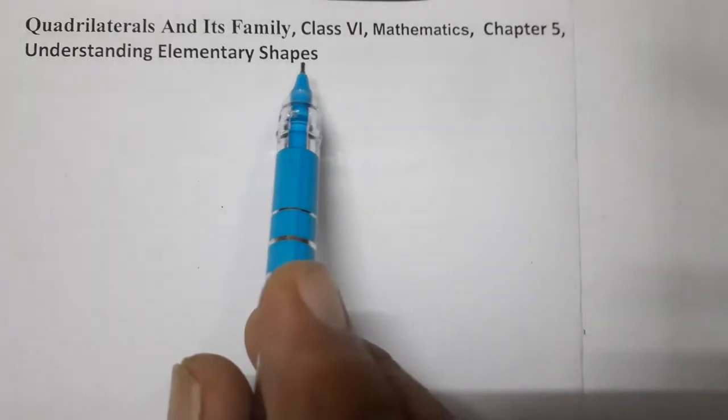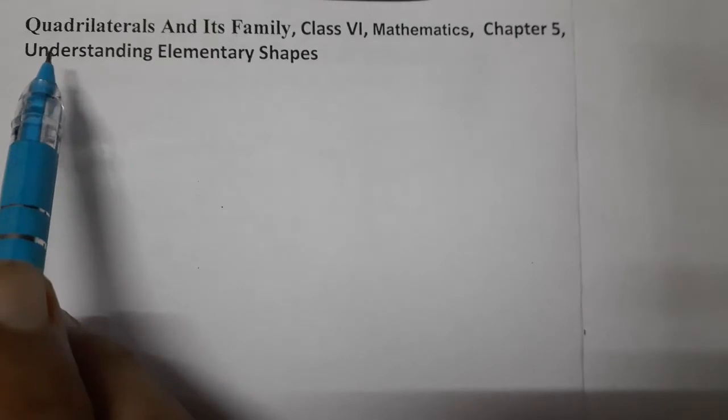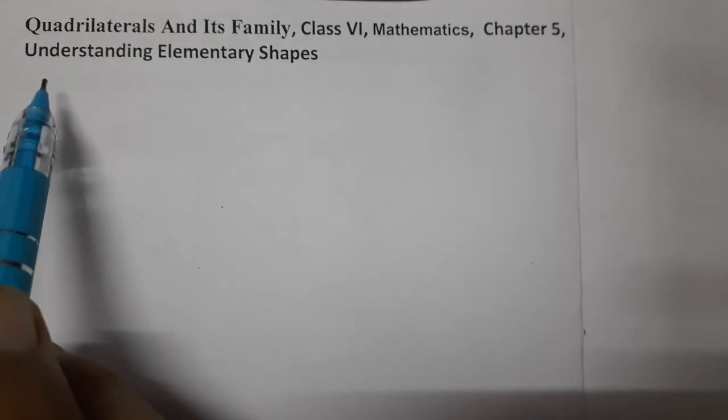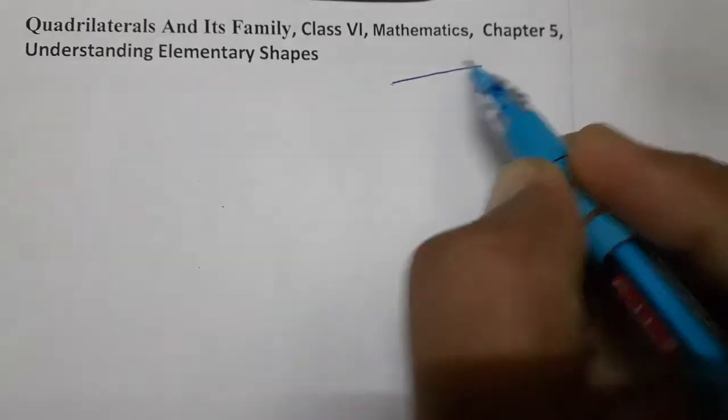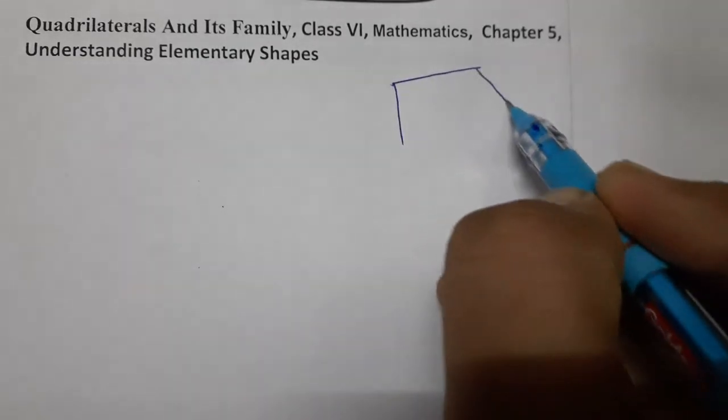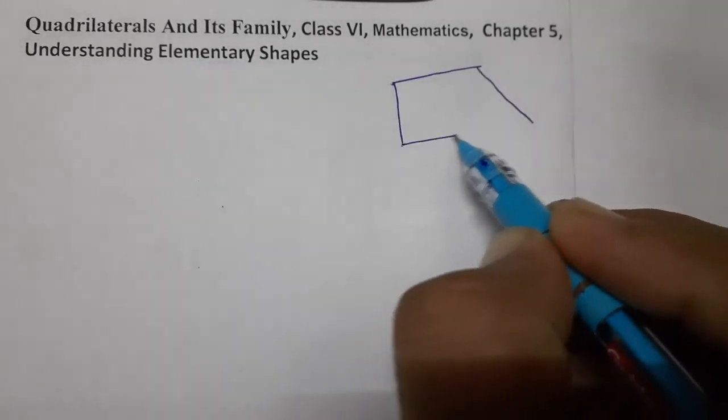So children, do you remember a quadrilateral? What is a quadrilateral? A quadrilateral is a polygon which has four sides, a four-sided figure. A four-sided figure is a quadrilateral that you studied in chapter number 4.